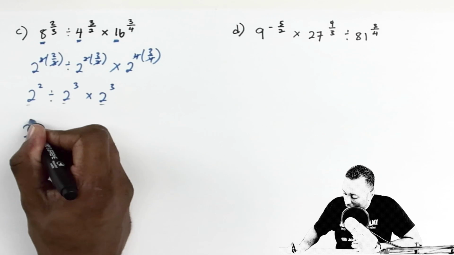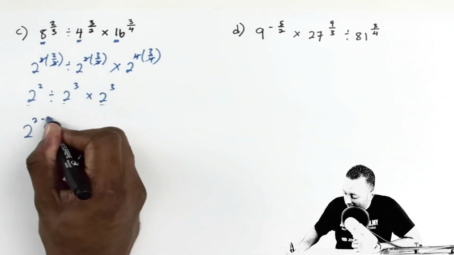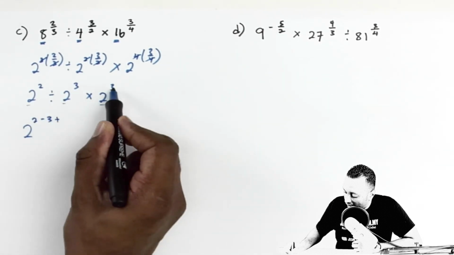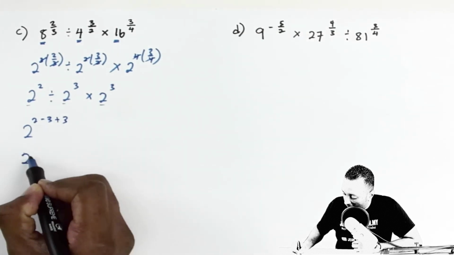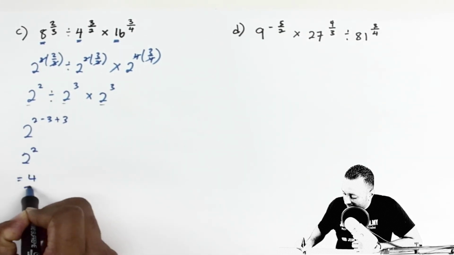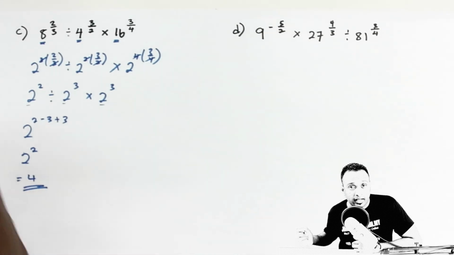2 power 2 divide means minus, here got 3, and then times means plus, here got 3. So what you are gonna have? 2 power 2, and your answer can be written as 4, okay?